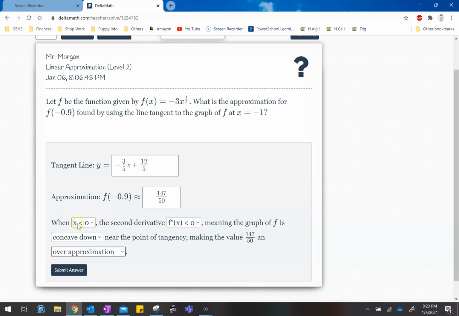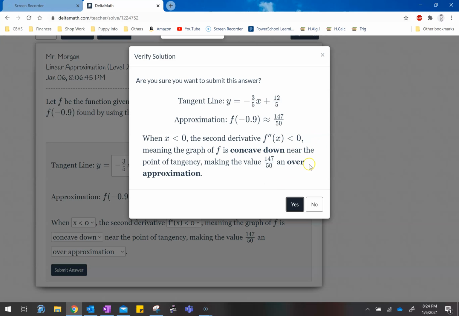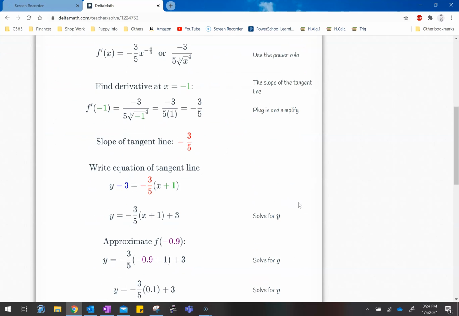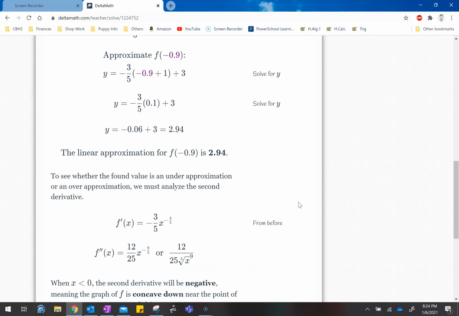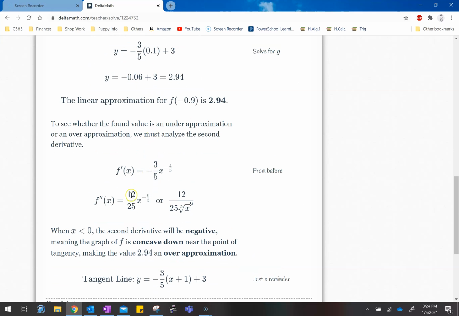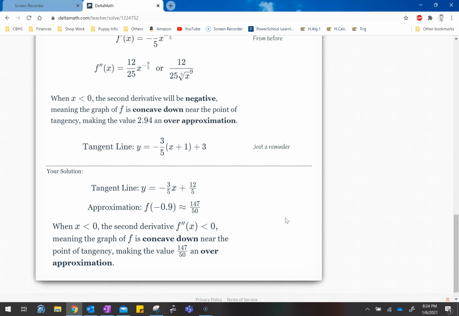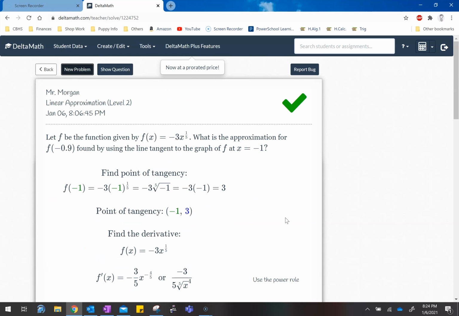So in this case, our x value is negative. The second derivative is less than 0. The function's concave down, and so we had a little bit of an over approximation. Then you click answer, making sure that we've got all that information typed in there. And then they do a great job of explaining that. They talk about all of the steps that we took, and then they go through and run what's called the second derivative test, and they talk about how to determine if it's an under approximation or an over approximation.